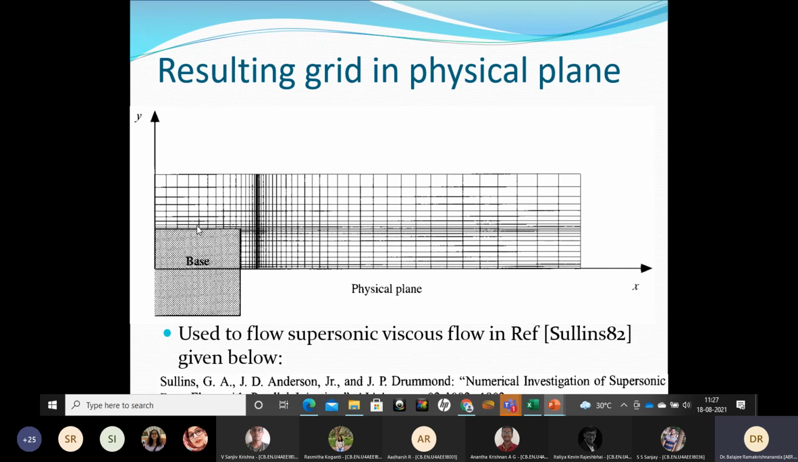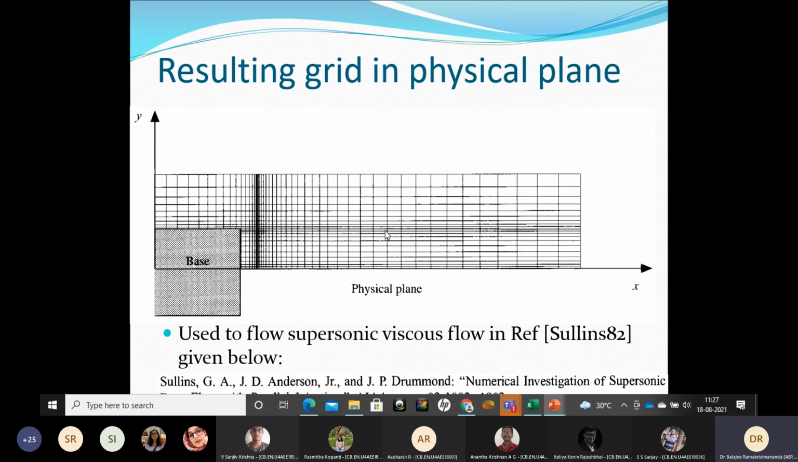So here you have to cluster near the walls. So there is clustering near this wall and this wall. The clustering near this wall is not so critical, but you have to capture the extent of the separation bubble after the wall. That is why it is clustered here. This grid is just to illustrate some things to you.